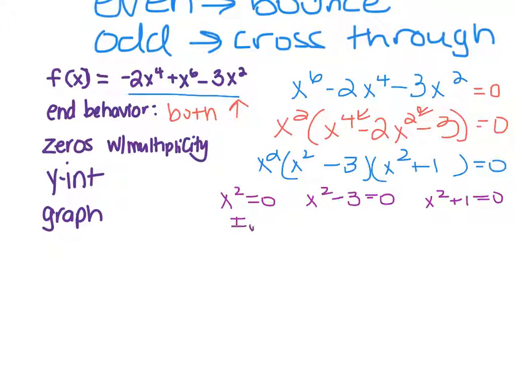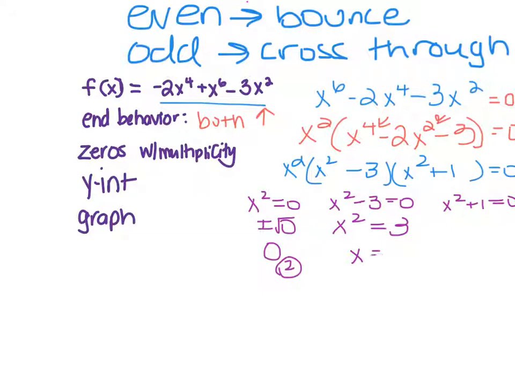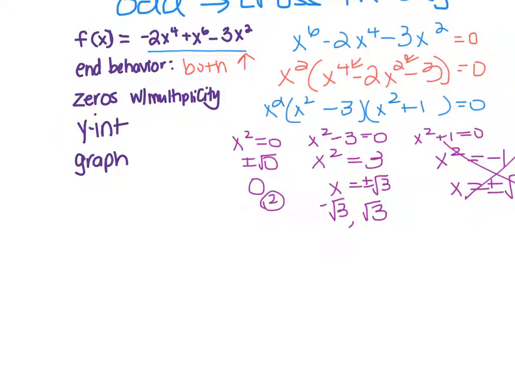So this is plus and minus the square root of 0, which is 0 with a multiplicity of 2, so that tells me it's going to bounce there. This would be x squared equals 3, x equals plus and minus the square root of 3, so I get negative square root 3 with multiplicity of 1, and the square root 3 with multiplicity of 1. And then the last one, x squared equals negative 1. When I square root that, I get plus and minus the square root of a negative number, so that's not a real root. So when I list my zeros, it would simply be 0 with a multiplicity of 2, negative root 3, and positive root 3.